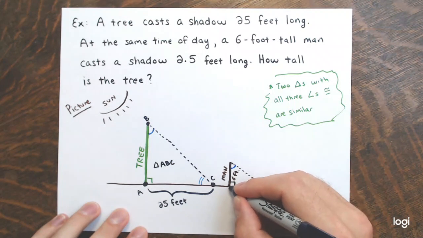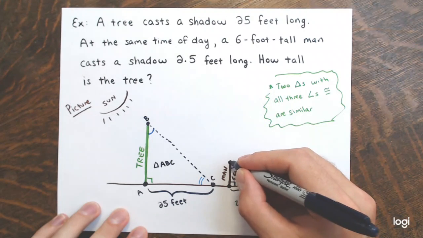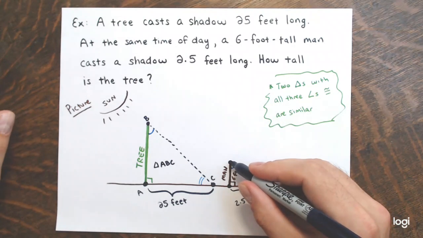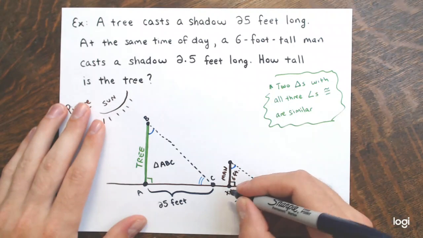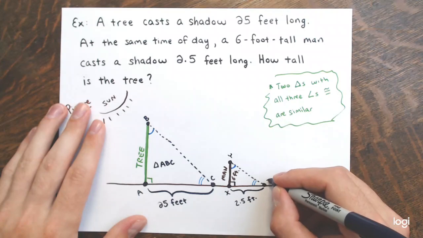And then this same thing, I'm going to label these vertices: where the man's on the ground, the top of the man, and then the end of the shadow. I'll call these X, Y, Z.